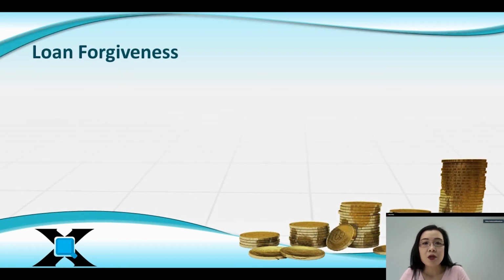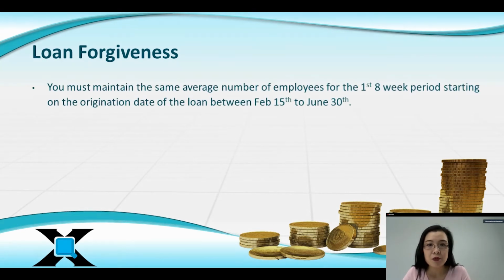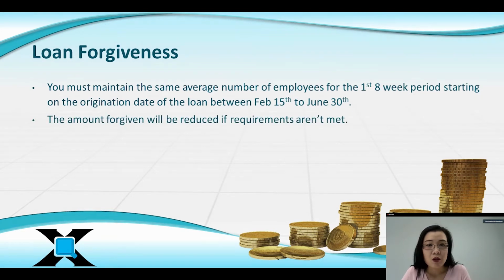So business owners, you want to be very careful. For this $10,000 to be forgiven, you must maintain the same average number of employees for the first 8-week period, beginning on the origination date of the loan, between February 15 and June 30th. If you don't meet this requirement, then the amount forgiven is going to be reduced, which means if you have a salary cut for your employees, you want to make sure it's not drastic, not more than 25%.